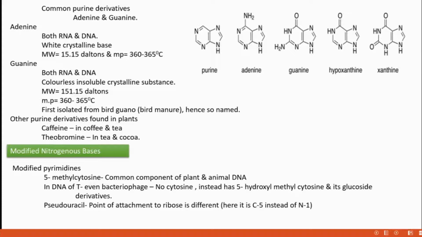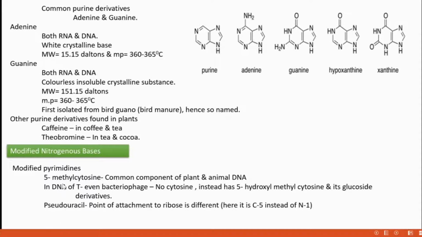Then we are going to see some modified nitrogenous bases. First, we are going to see what modifications are happening to pyrimidines, the modified pyrimidines. Examples are 5-methyl cytosine. To cytosine, at the fifth position, a methyl group is added. It is a common component of plant and animal DNA.